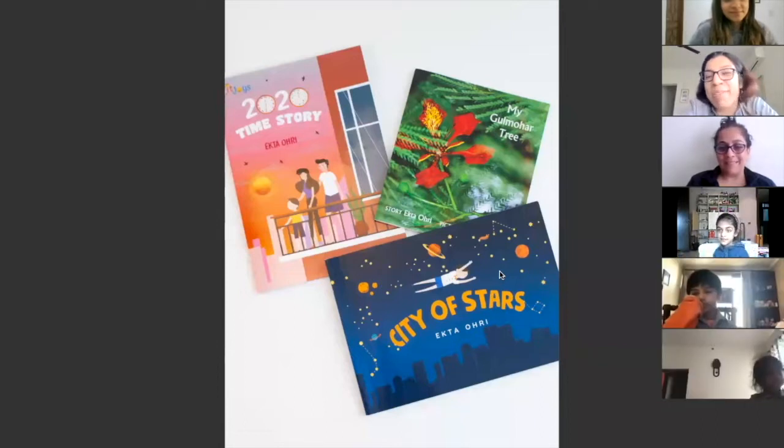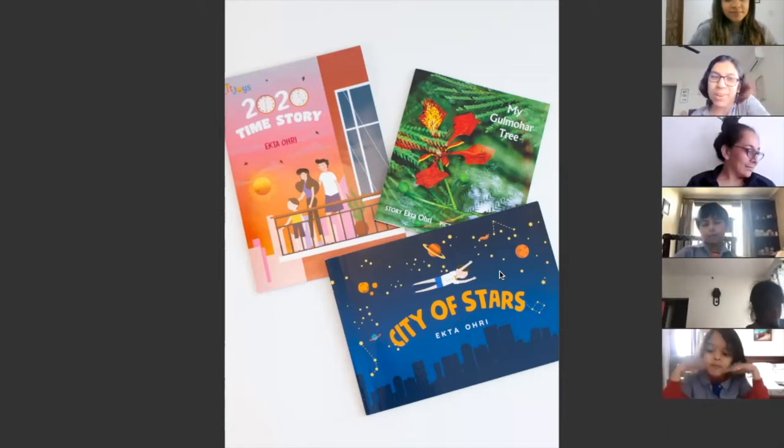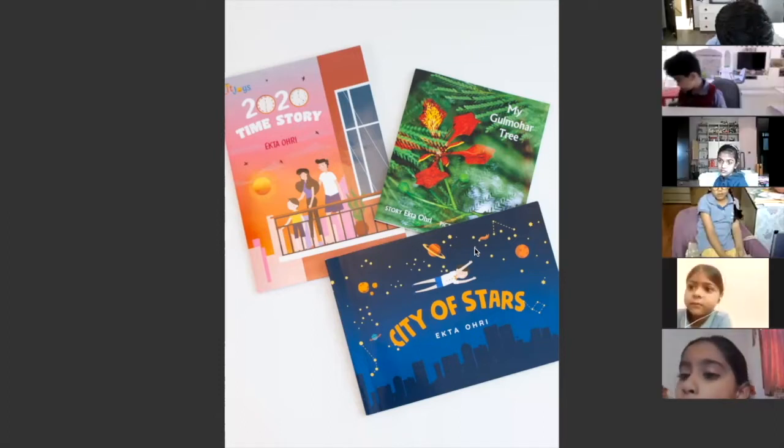So, I have authored 3 children's books so far, as you can see on the screen. My Gulmohar Tree, City of Stars, Time Story is my 3rd book, which I'll be talking to you about. So before we talk about Time Story, I would like to ask you a series of questions.